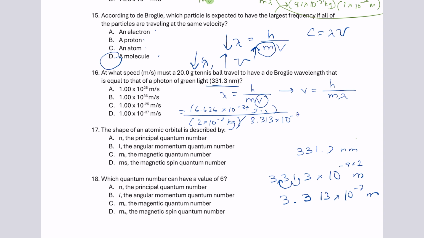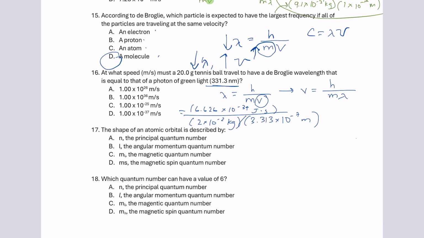Now, we can plug this into a calculator and get an answer. If we want to do it by hand, the first thing we want to focus on is the denominator, since we have 2 things being multiplied in the denominator. We have 2 times 10 to the negative 2 multiplied by 3.313 times 10 to the negative 7. First, we'll multiply 2 and 3.313. That gives us 6.626. And then we'll deal with the exponents here.